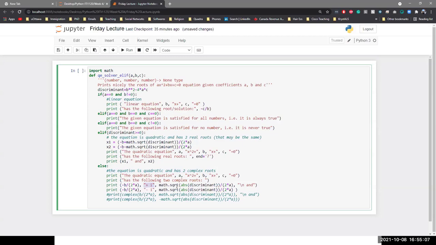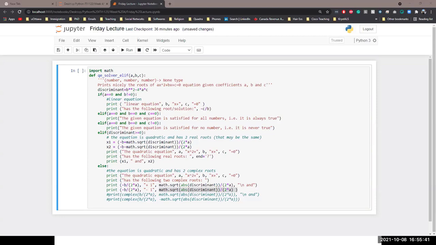Math.sqrt, the absolute value of the discriminant, backslash n, and this is to print in a new line, and print this, and instead of the plus, minus, the same thing. Okay? So, anybody has a question now?